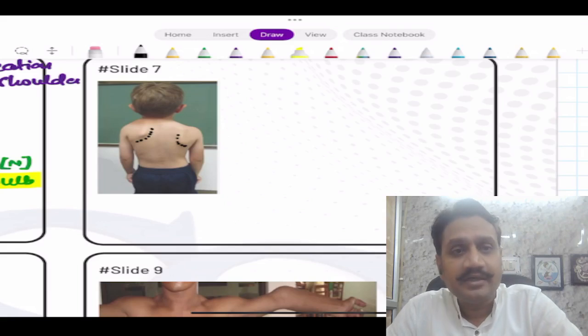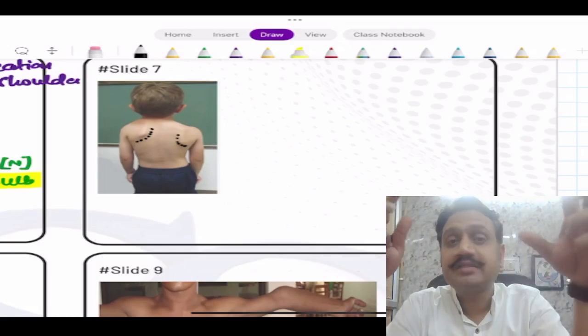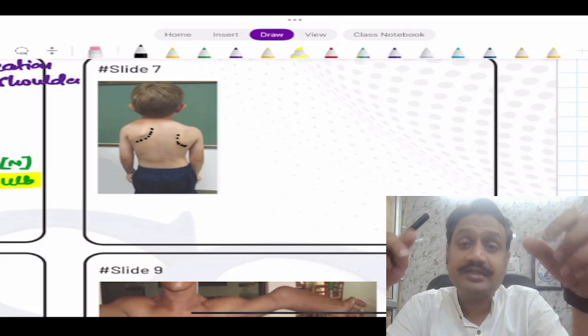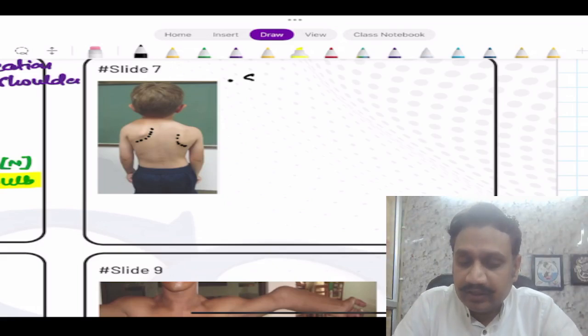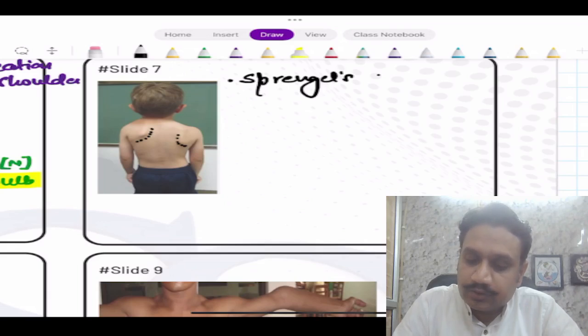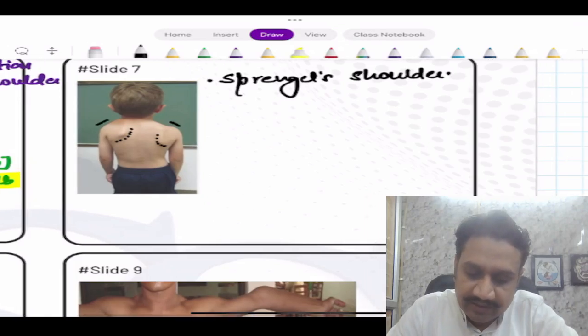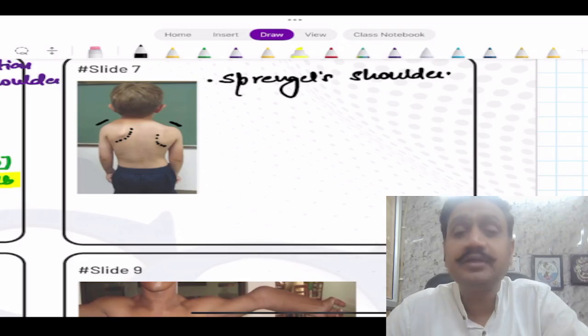Where do we see that? This is a failure of descent of the scapula. When the scapula is developing, at that time the scapula has failed to go down to its proper position, and that is failure of descent. This failure of descent of the scapula is called Sprengel's shoulder, right? You can see that the level of the shoulders is at different levels. That is Sprengel's shoulder, the failure of descent of the scapula.